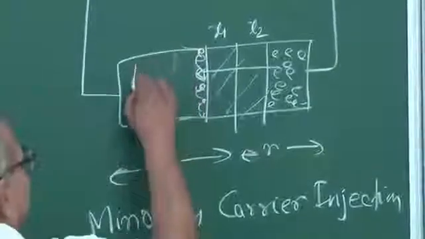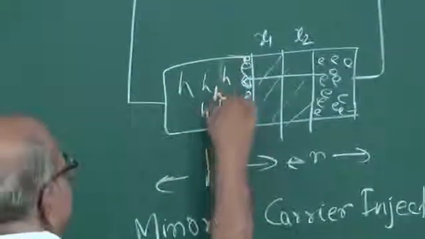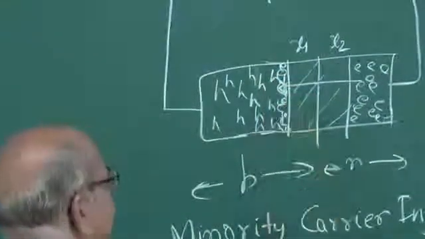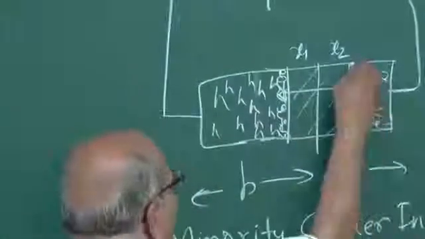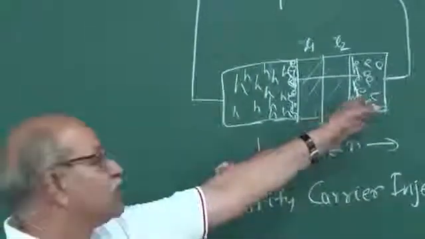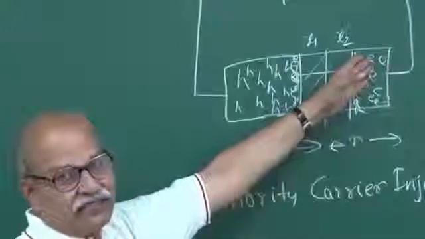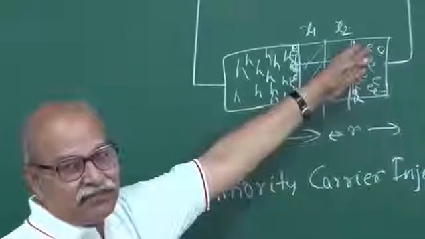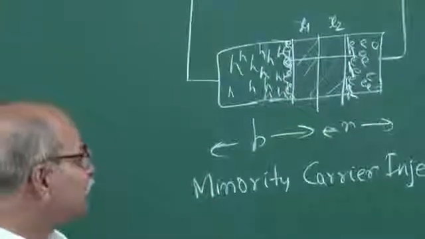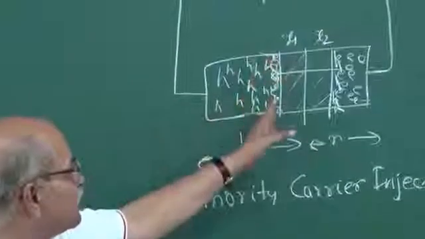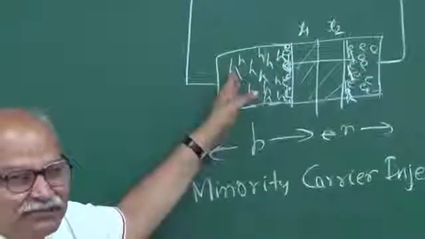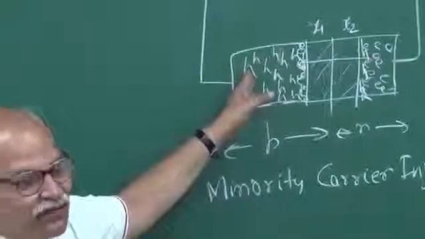And similarly you have a number of holes here, majority carriers, and because of this lowering of the barrier, these holes diffuse and appear on this side, and on this side they become minority carriers because this is n side, and holes are labeled as minority carriers. So this is minority carrier injection. And then for these minority carriers you have a concentration gradient. Now I am talking of the mechanism of current once you have a forward bias.